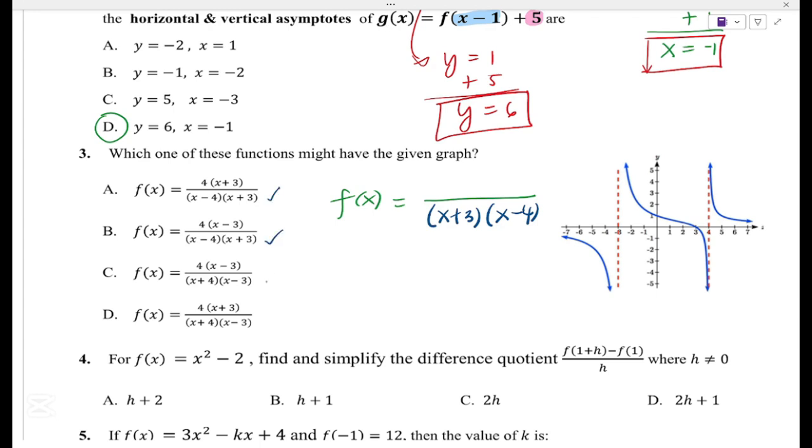This one, not this. Not letter C, not letter D. So we have two options. And then for the numerator, the zeros of the numerator are the x-intercepts. And as you can see in the graph, the x-intercept is only 3. So we will have x minus 3 here.